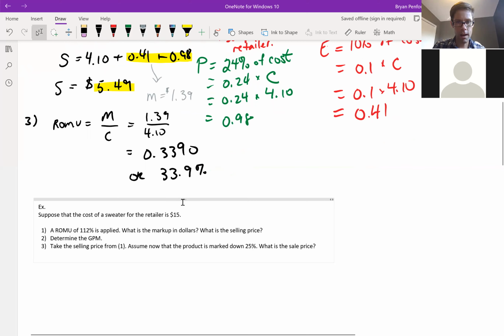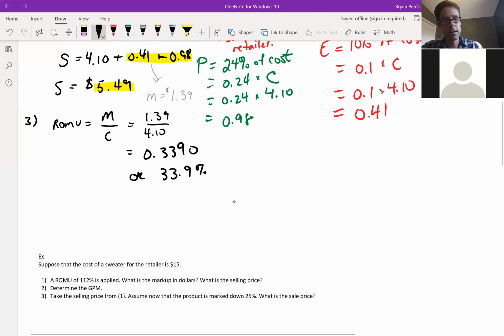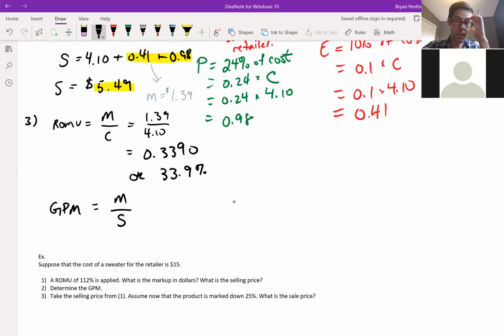Awesome. So now that you have the rate of markup, you can find the gross profit margin in one of 2 ways. In our case, we already know what the markup is in dollars and what the selling price is for this item. So I would say let's use those 2 values because we know what they are. The markup is $1.39 and the selling price is $5.49. So this will come out as a percentage as well.